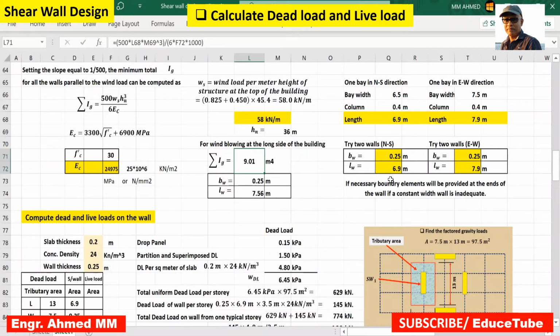So we assume two walls like this, 6.9 length and width is 0.25. This one is for this direction, so I am not worried about it now. My target is to calculate this one as well. This one will come automatically because both are same. It is symmetrical.